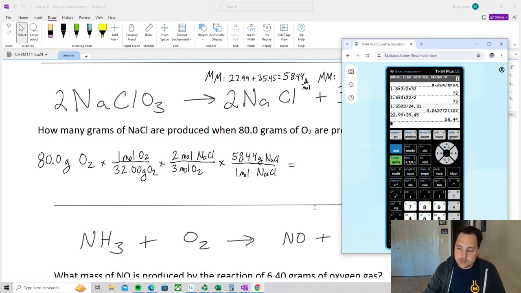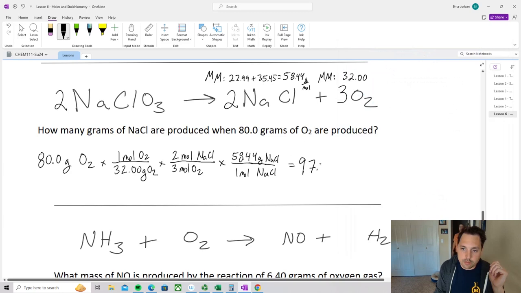All right, what do we get? So I always like to do things left to right. So if I have a problem like this, I'm going to do 80 divided by 32. And then I'll multiply by the fraction 2 divided by 3. And then times 58.4. 97.4 grams of sodium chloride.